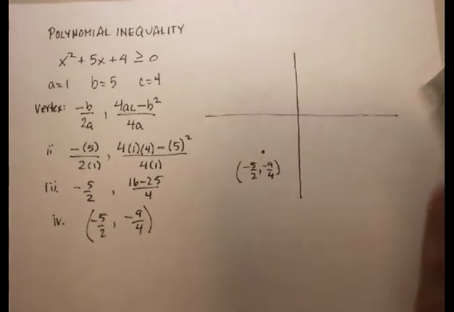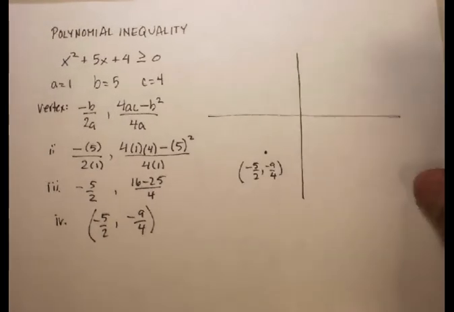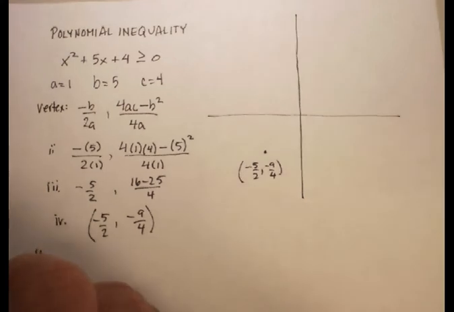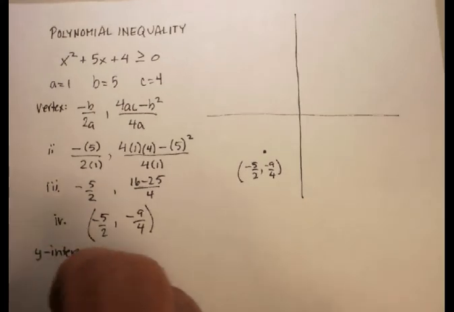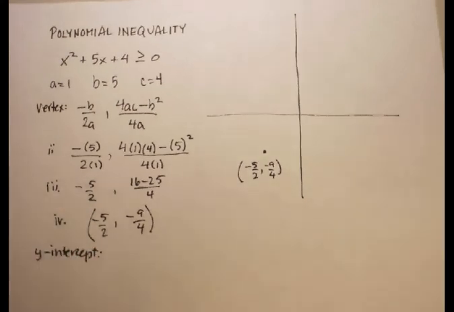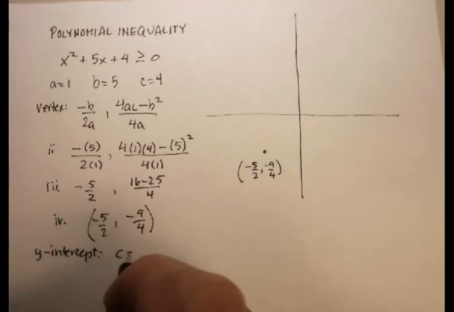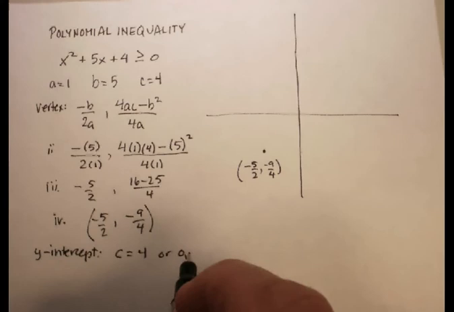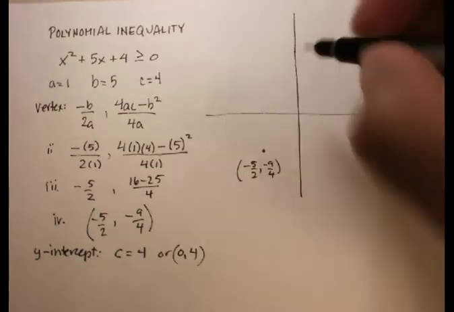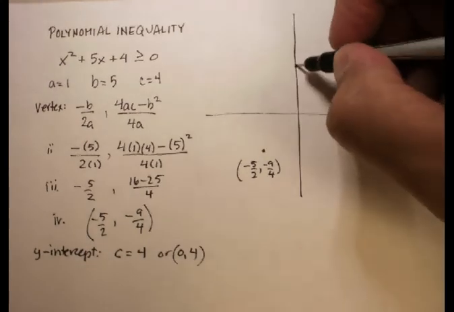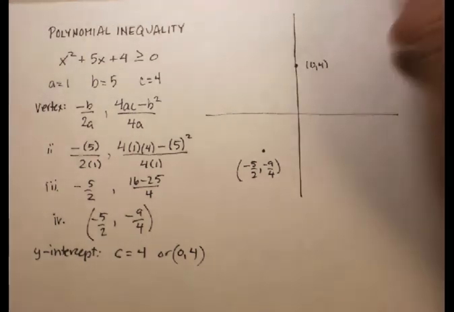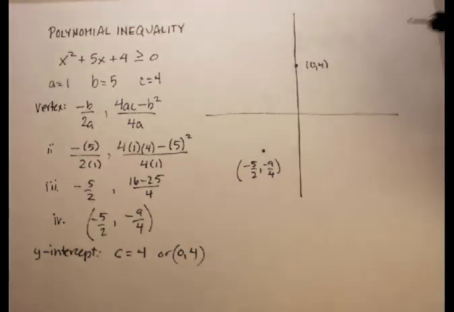Okay, beautiful. Now what do we have to sketch? The other thing we probably want to include is where this is going to cross the y-axis. Remember how you find the y-intercept. It's just the c value, and in this case c is equal to 4, which would be the point 0, 4. So again, we're going to estimate it being right about there. Now I'm starting to get an idea of what my parabola is going to look like.